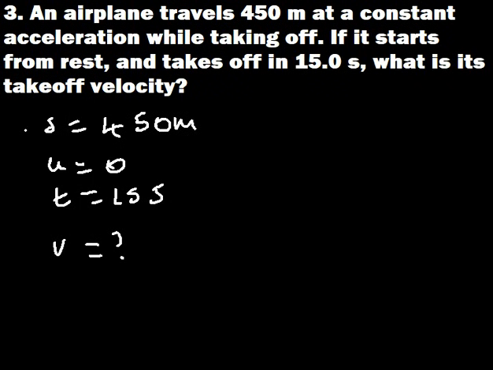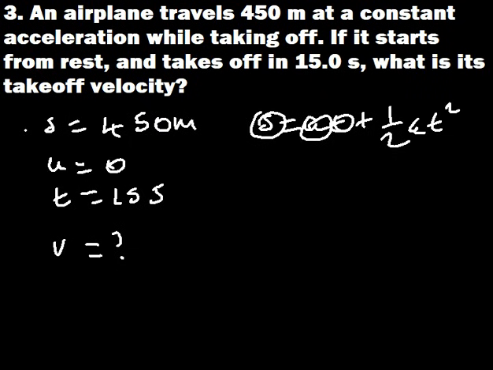The acceleration is not given here, and of course what we can do is use the equation displacement is equal to ut plus half at squared, where we have the displacement, the initial velocity and time, so we can find the acceleration. Upon having the acceleration, we can use the acceleration formula to get the final velocity. So that one.